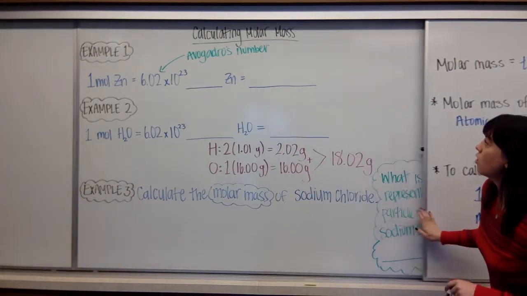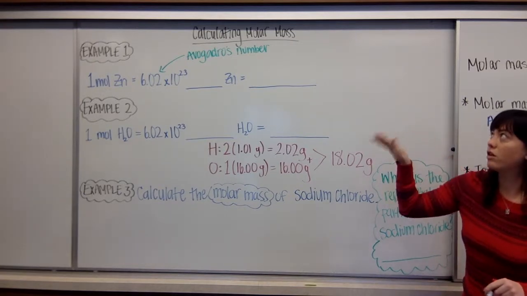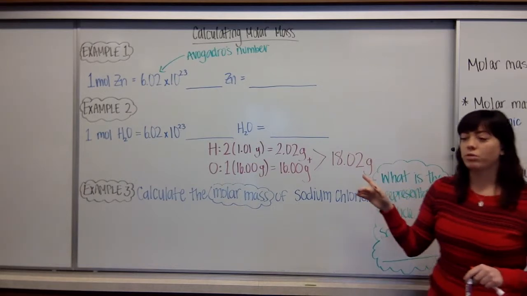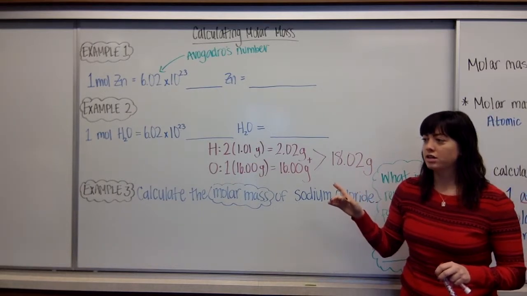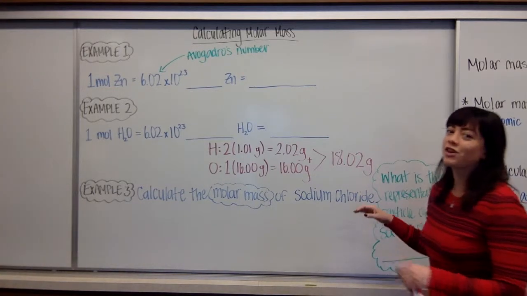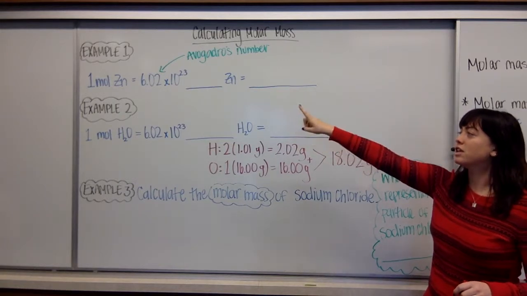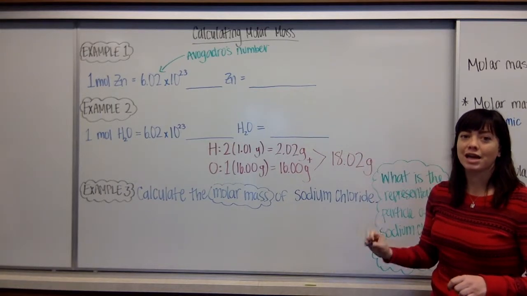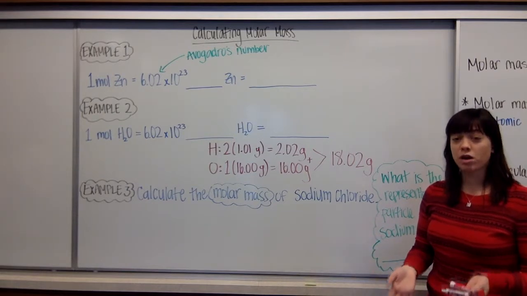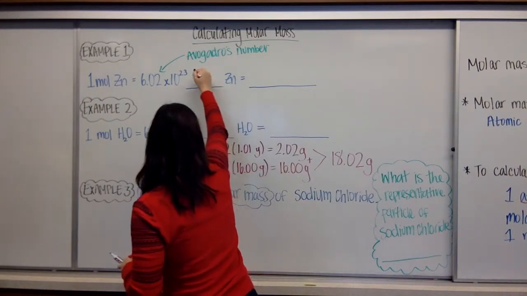Okay, so we're just going to practice a few problems calculating the molar mass. Now, the first one we're going to do is zinc. Okay. So the first one up here is actually zinc. So remember, 1 mole of zinc is equal to 6.02 times 10 to the 23rd. What is our representative particle of zinc? It's just alone by itself. So we're going to have actually atoms.